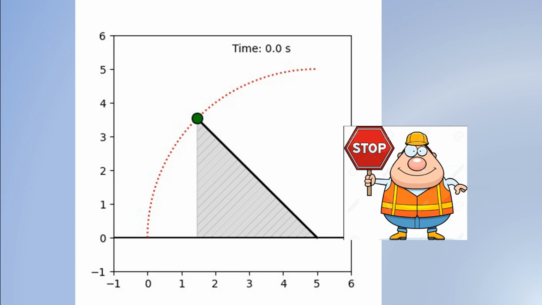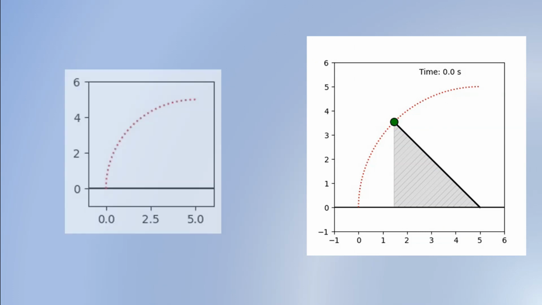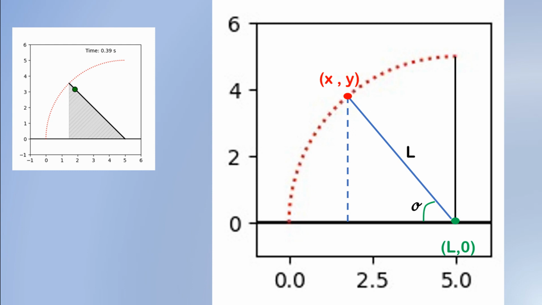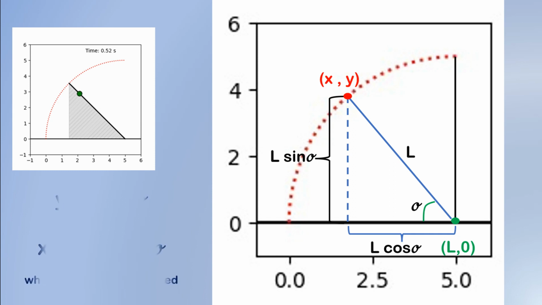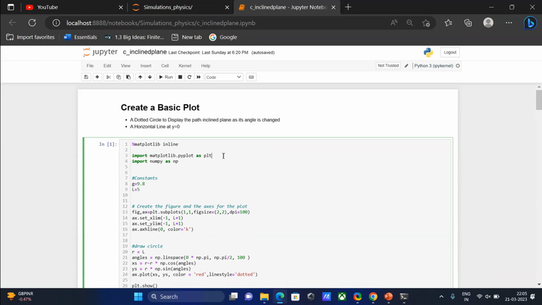So now let's get to the coding part. The first step is to create this red dotted circle part of the GIF image. To do so, let's look at the circle a little bit more closely. For the plane of length L inclined at an angle of theta, the dimensions marked would be as follows: L sin theta and L cos theta. This means that the red point with coordinates x and y shall have the y coordinate of L sin theta and the x coordinate of L minus L cos theta. With this preliminary, we are good to go into the coding part.